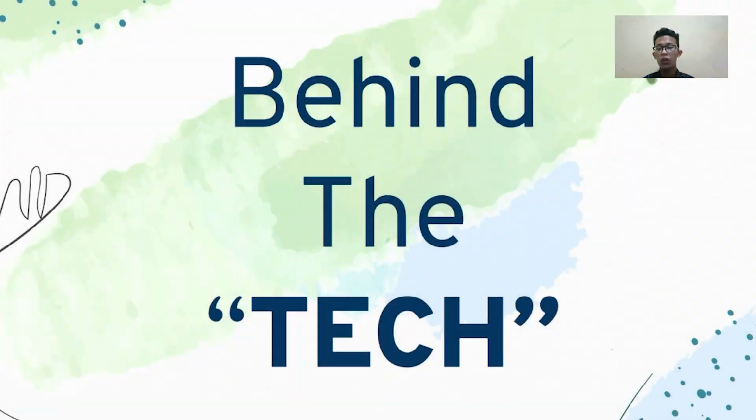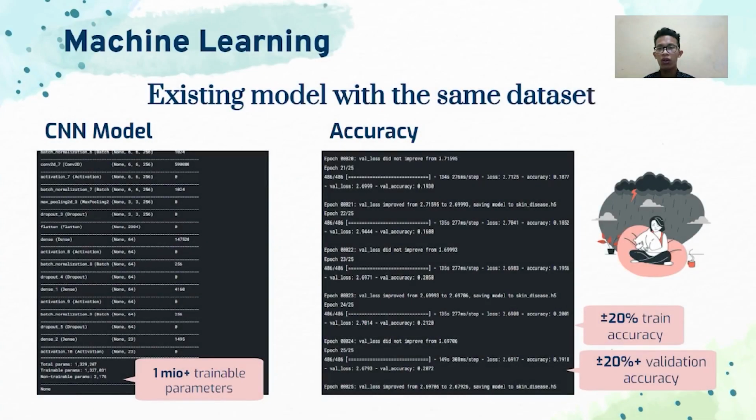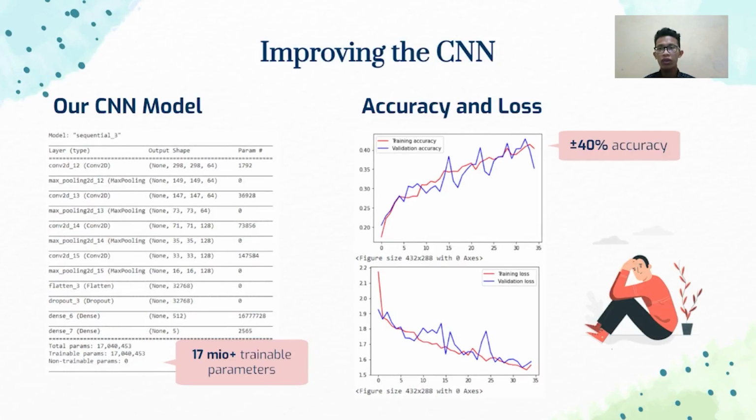So, how about the technology behind the app we built in this Capstone project? First, on the machine learning model, there was already an existing model which used the same dataset as ours, using the CNN architecture, but it only has 20% accuracy in both training and validation. Then, we tried to improve it by creating and developing our own CNN model.